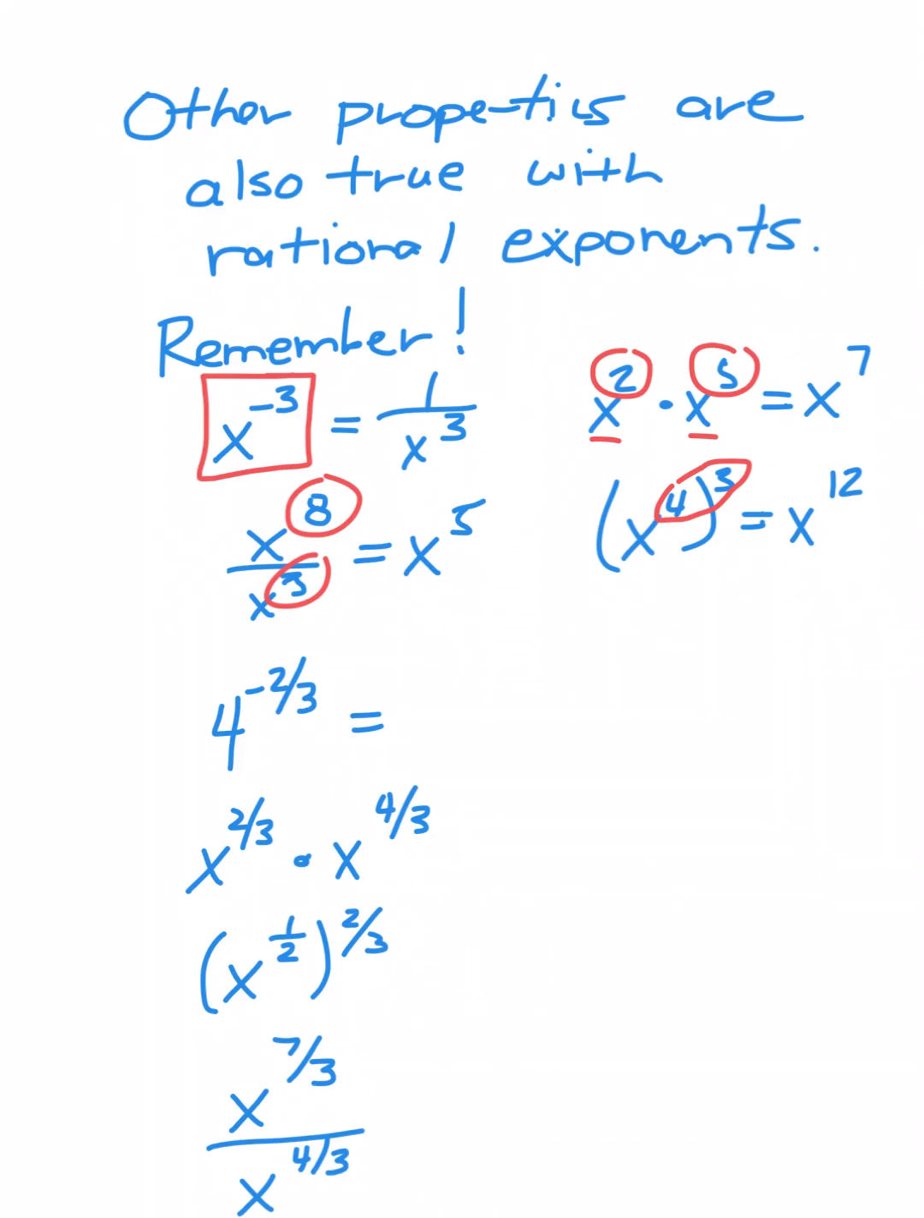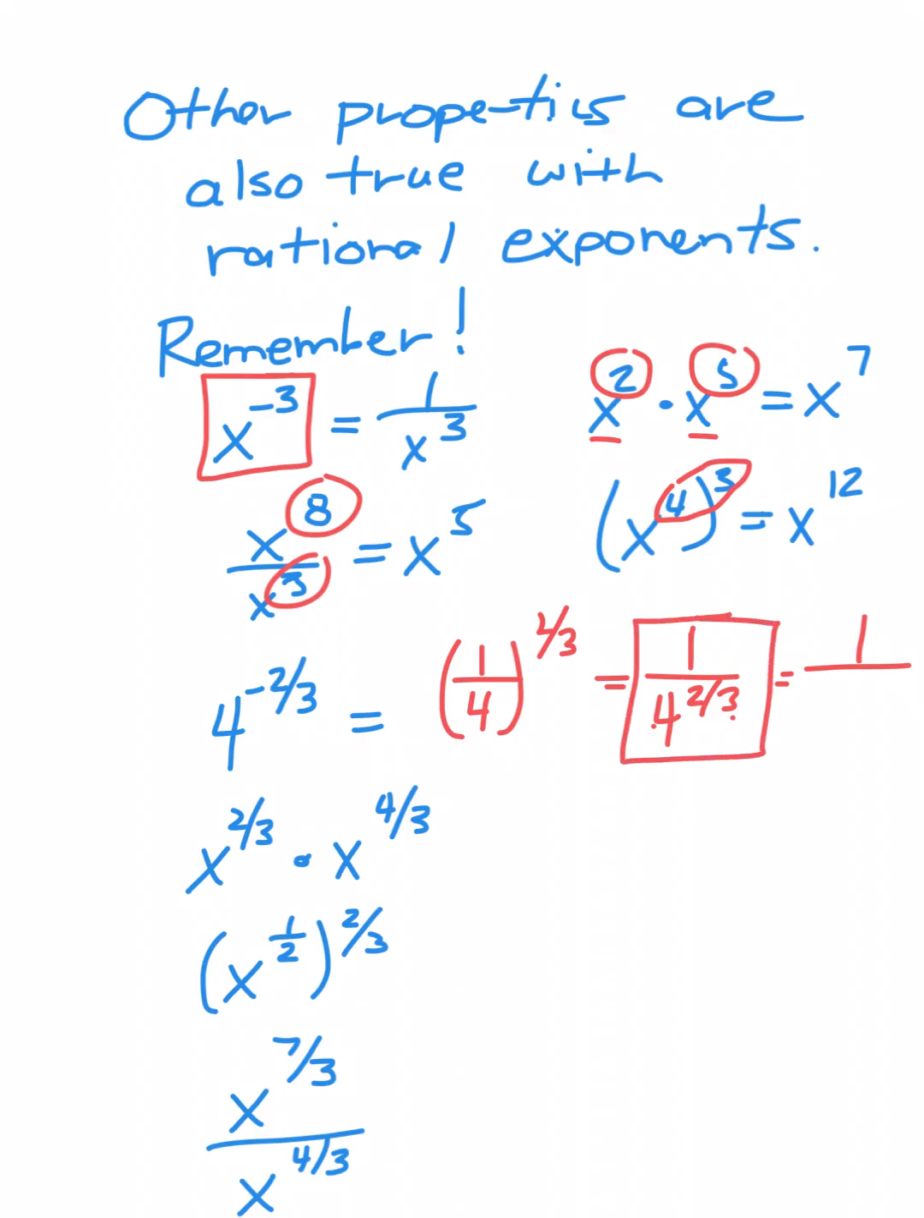So for example, the 4 to the negative 2/3 would be the same as 1/4 to the positive 2/3. 1 to any power is 1. And then I've got 4 to the 2/3 on the bottom, which we just learned. This is the cube root of 4 squared, which we cannot do. That's not a perfect cube, so therefore we would not be able to do anything more to that, and we would just leave it like this.